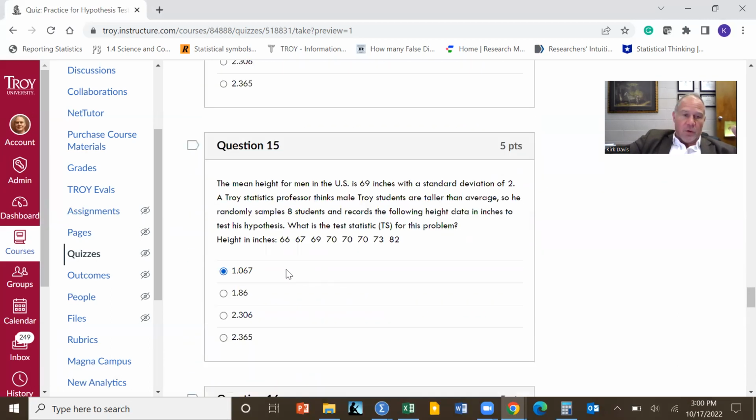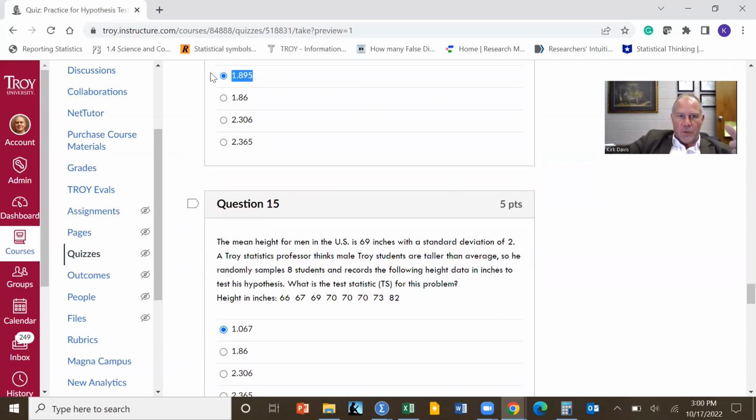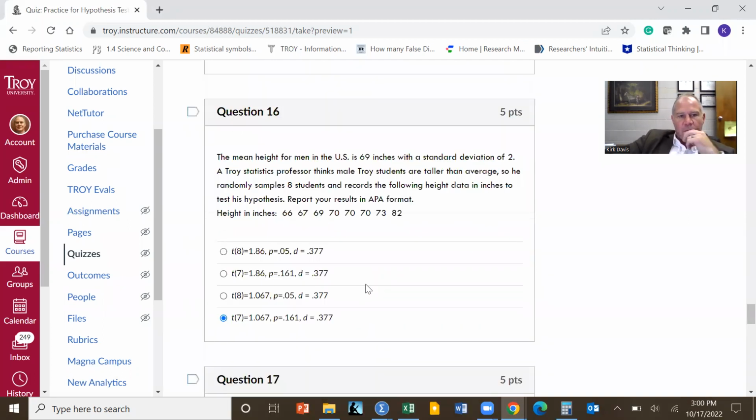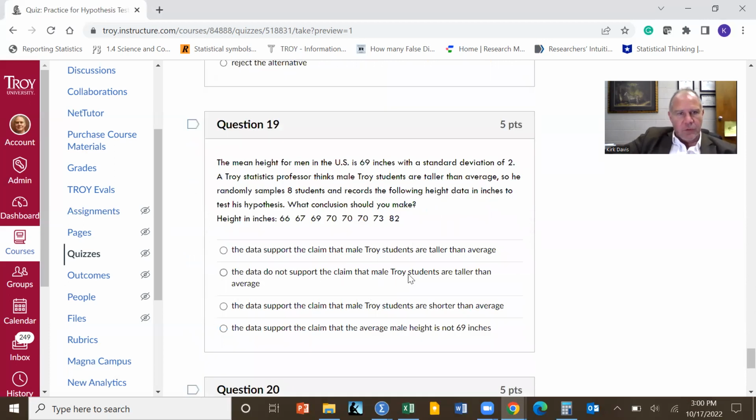And we also know we were going to fail to reject because we failed to reach our critical value. It's critical we reach this value. We only got this value. So we know we're going to fail to reject. If you fail to reach the critical value, fail to reject the null.